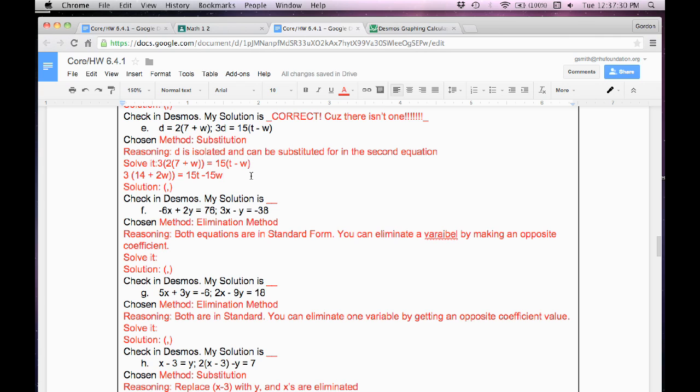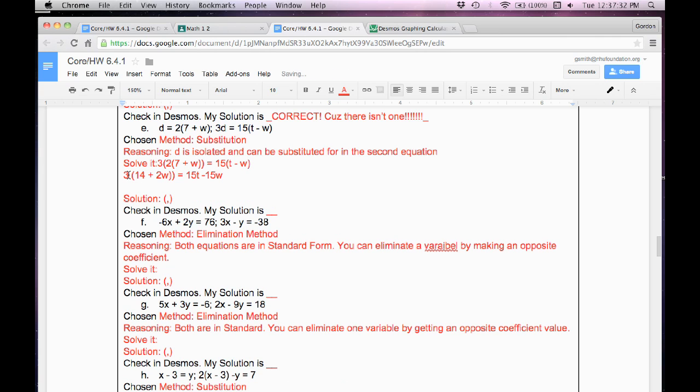All right, we'll continue with this distribution. So 3 times 14 is 42. Don't be afraid to check Desmos. 3 times 2W is 6W. All right, and that will be equal to 15T minus 15W. We're going to want to try to get the W's alone.